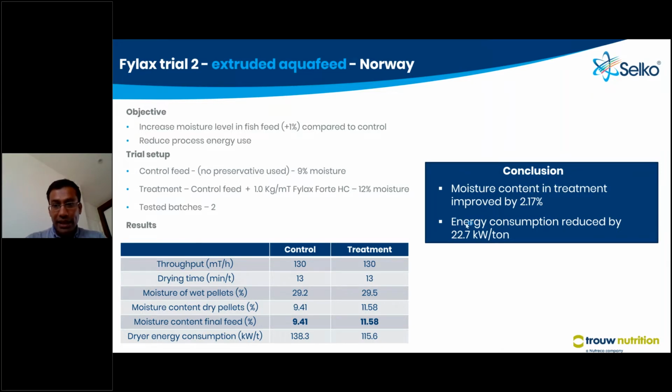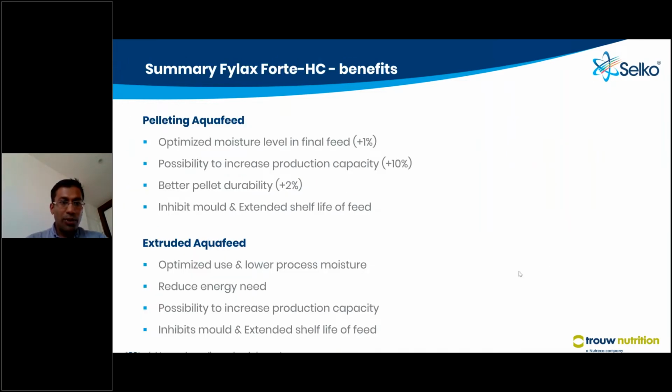So with that, my final slide, the conclusion slide or summary slide. In the summary of the benefits of using Phylax Fort HC, in pelleting, you are able to optimize the moisture in the final feed by at least 1%. You're able to increase the production capacity by 10%. You have a better pellet durability, from all the pelleting trials we have done. And it also has an extended shelf life because it actively inhibits the mold.